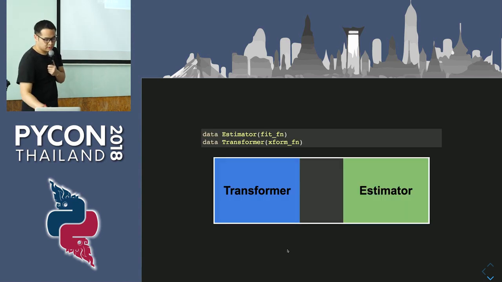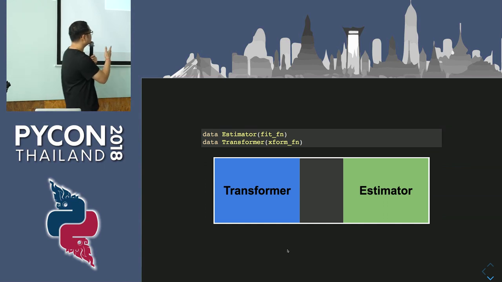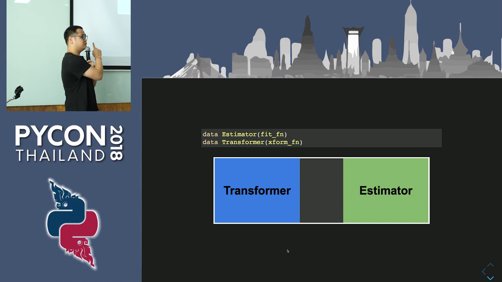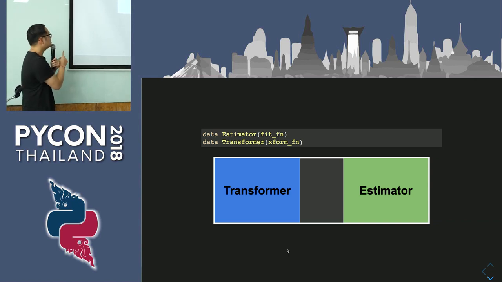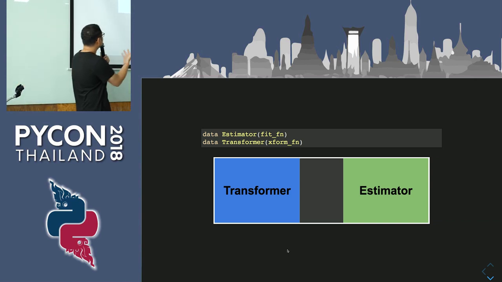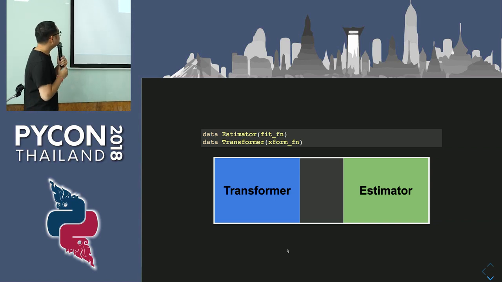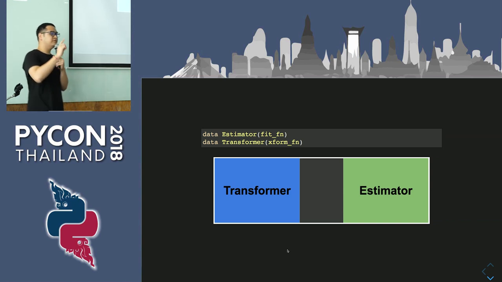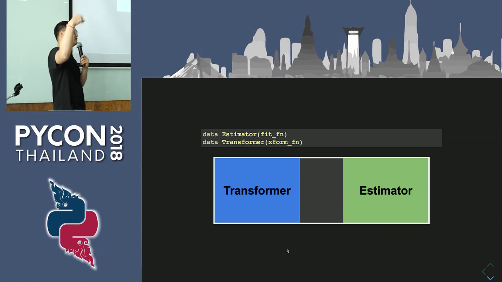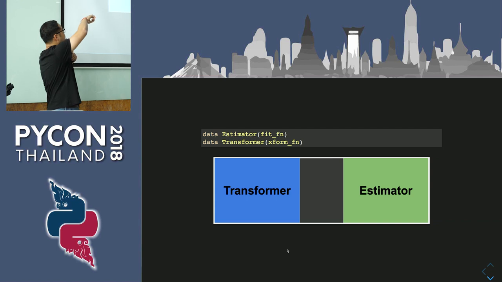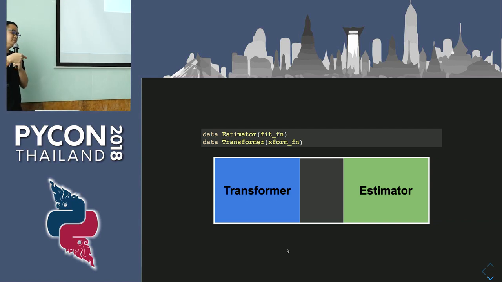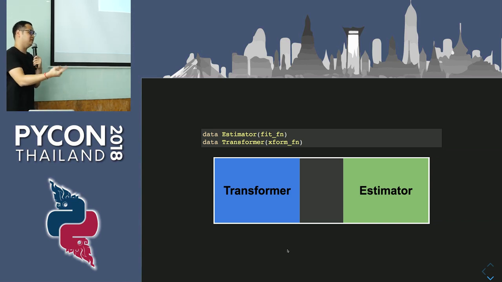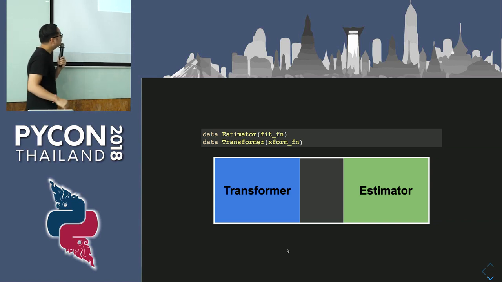So in Coconut, you'll have something like this. There's a new keyword called data. If you write Scala, it's a bit like a case class. It's just a container that you can pattern match on later on. And here we're saying an estimator has a fit function. A fit function will give me a transformer when I see the training data. And a transformer has a transform function that, when I've got some data, I know how to transform it to new data. Okay?